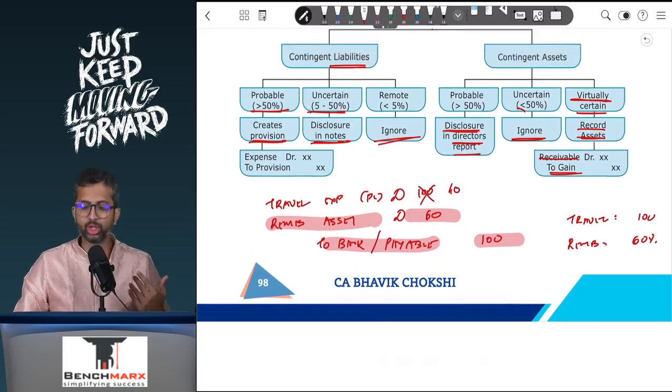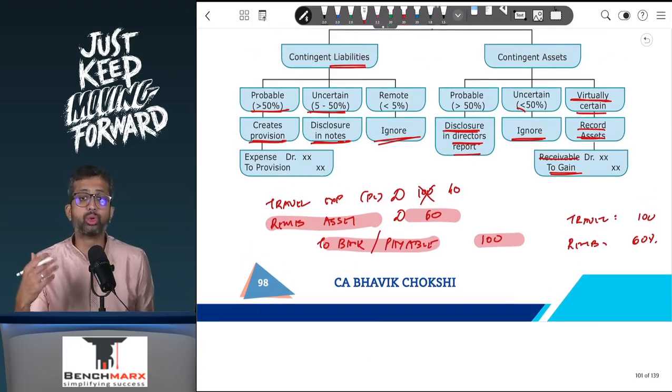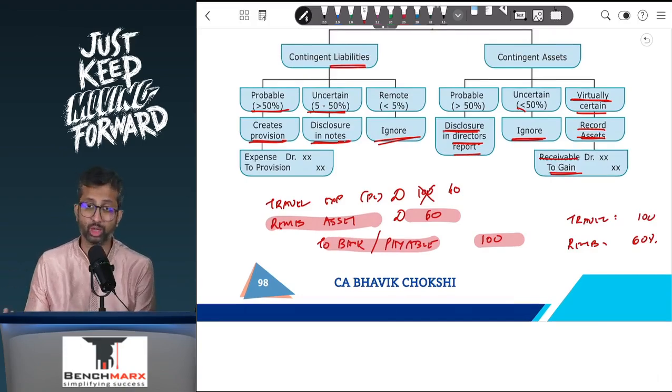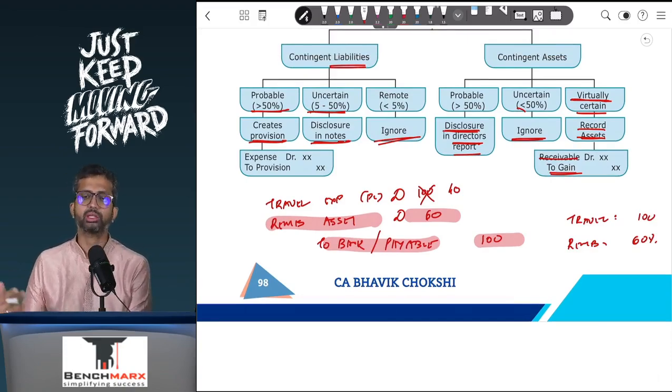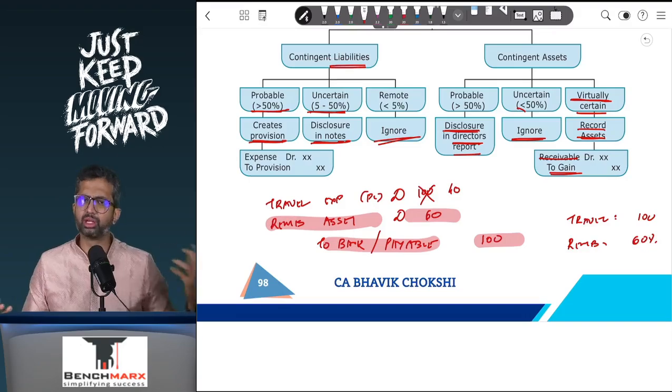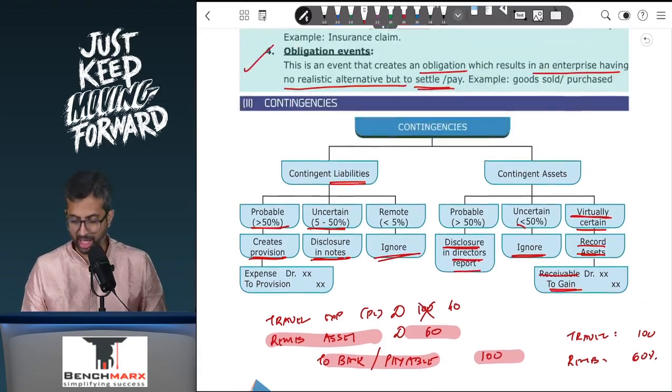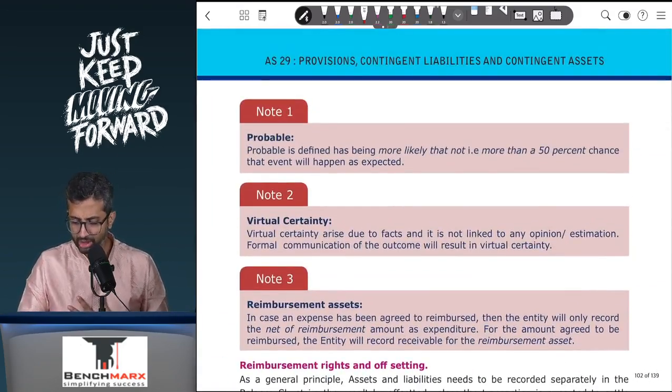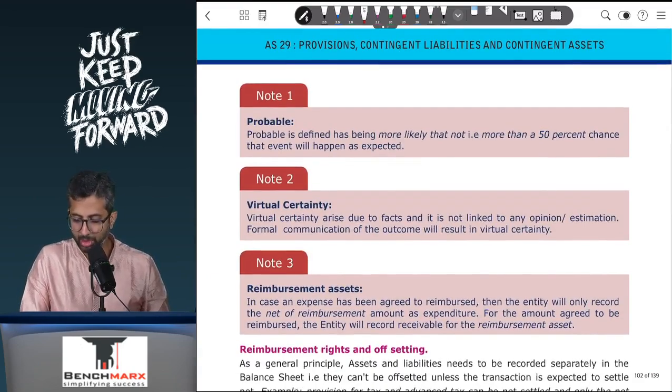But if there is going to be a reimbursement, then only the amount that is not going to be reimbursed will be shown as your expense. Apart from that, the payable will be shown separately as a liability and a receivable will be shown separately as an asset. So over here, when you look at probable, it is defined as more likely than not, that is more than a 50% chance. Exactly 50 is not probable.